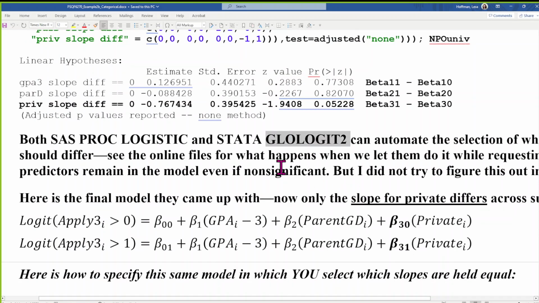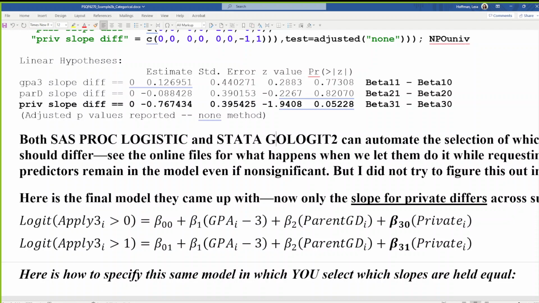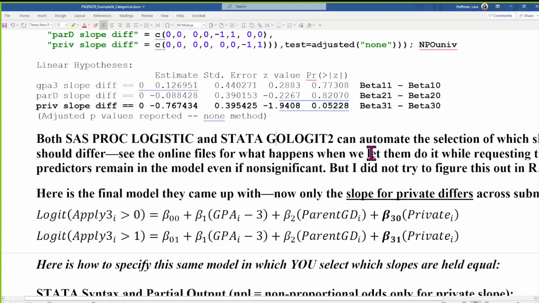GoLogit 2 thought of that too. GlowLogit. I'm really good at typing today, my goodness. GlowLogit is the next edition of the package. It's coming soon. I have a beta release. No, just making stuff up here. I can't type.